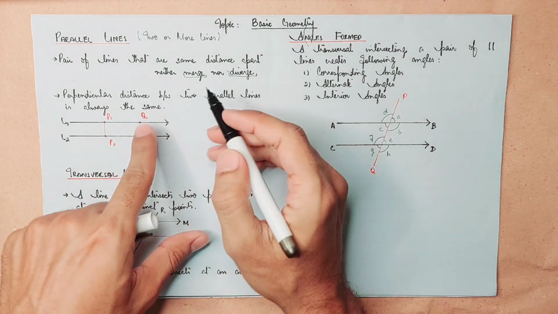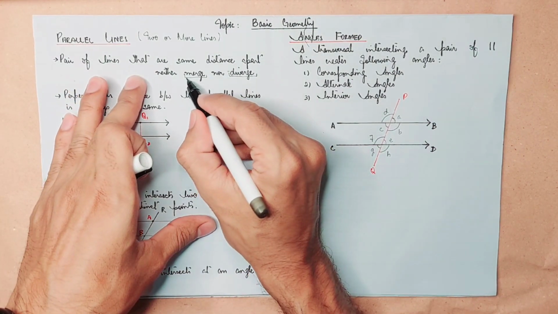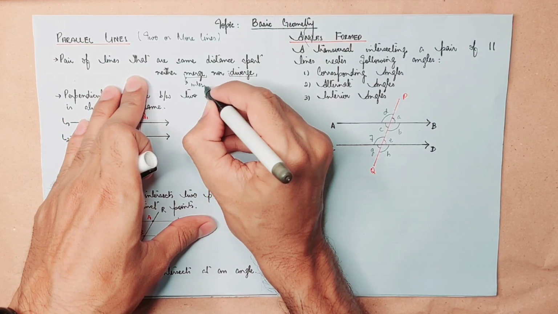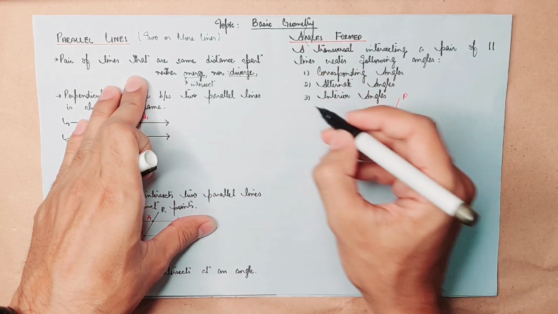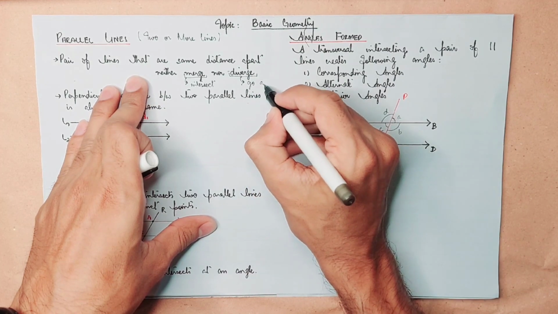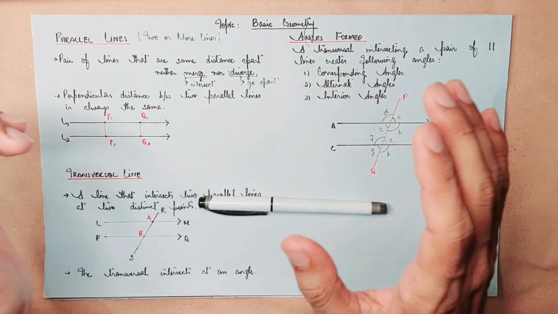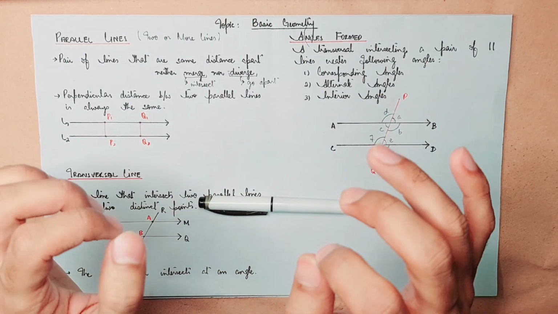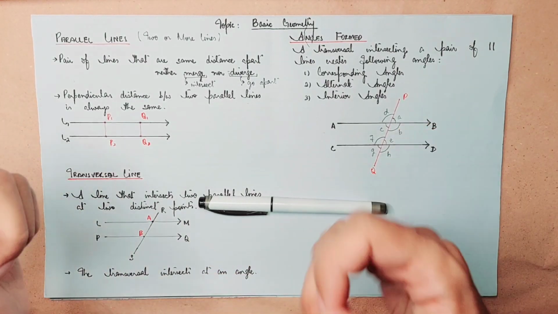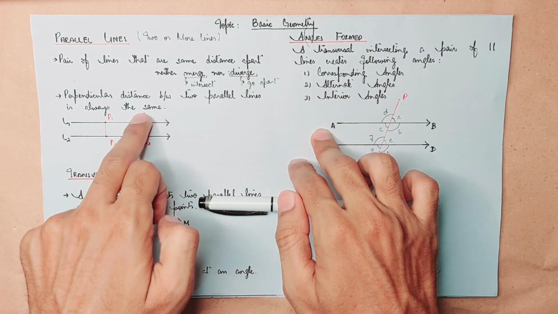If I say merge, it means that they do not intersect each other. And if I say diverge, it means they don't go apart. So by these two words, it is very clear that a pair of parallel lines will always remain at the same distance from each other. And the second way to describe parallel lines is that the distance between two parallel lines always remains the same.